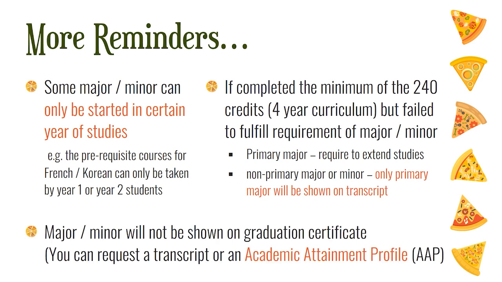And a lot of students thought that your major and minor will be shown on the graduation certificate, but actually that's not true. You can request a transcript or AAP, that is the academic attainment profile, which will show the major and minor in detail.